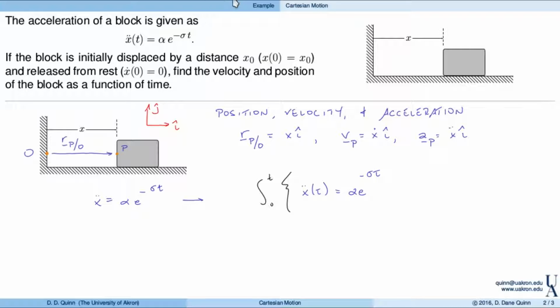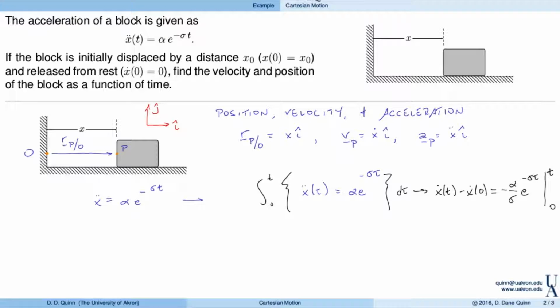Tau is a dummy variable associated with the integration. So in doing so, we integrate both the left and the right sides. So the left side becomes x dot of t minus x dot of 0, and this equals, well, the integral of this term, which is minus alpha over sigma e to the minus sigma tau, and then evaluated from 0 to t.